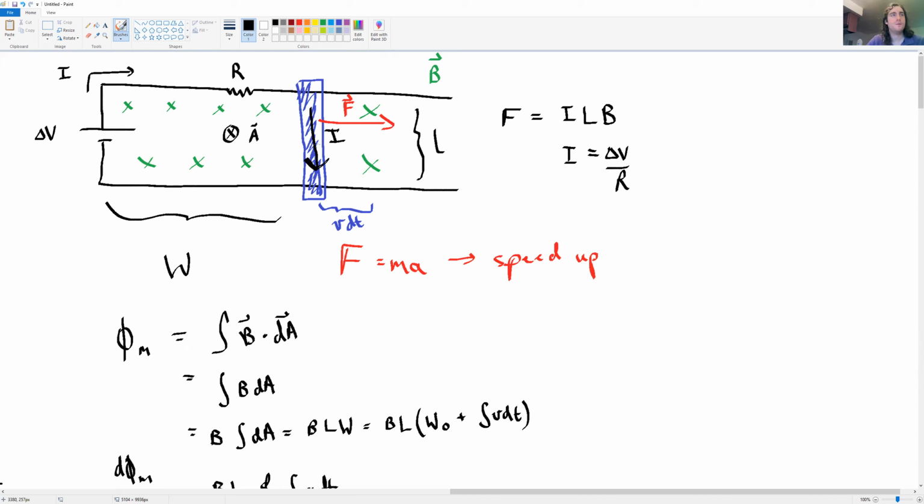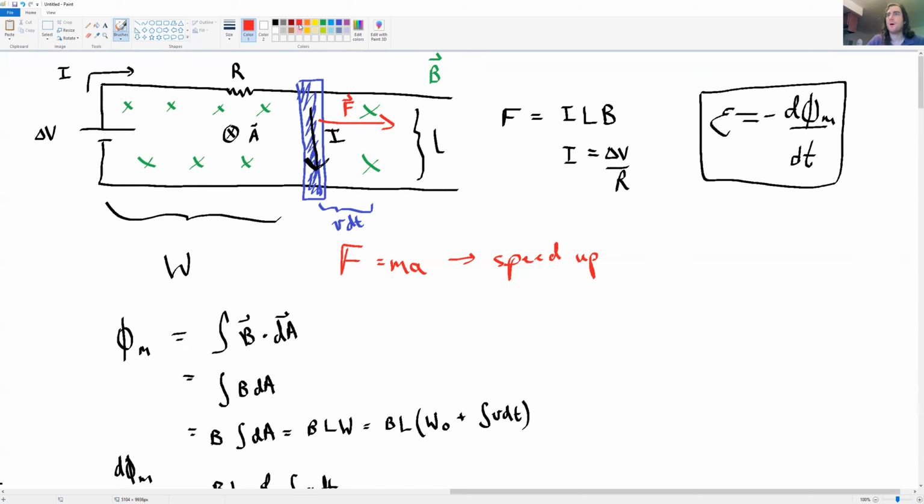What's going to happen? Faraday's law. Faraday's law is minus the change in flux over the change in time, which gives rise to an opposing voltage here. It opposes the change. So what's going to happen is, due to Faraday's law, we're going to have an opposing force in this direction.